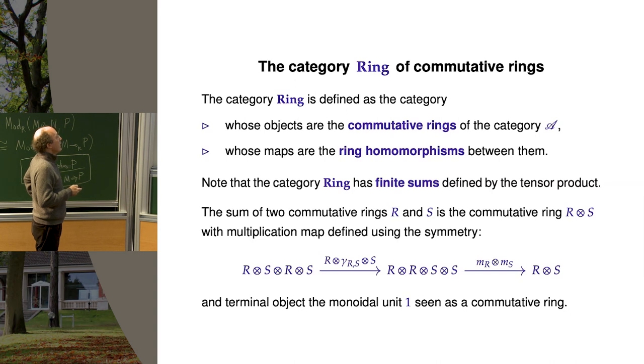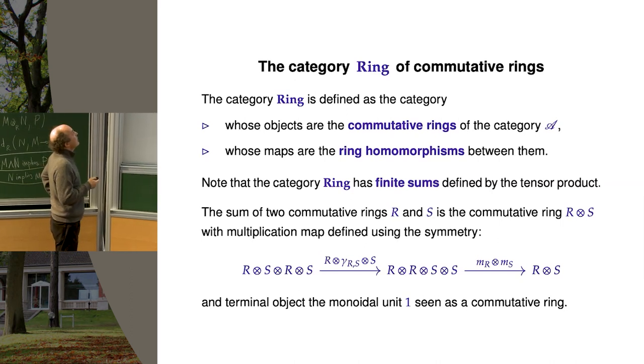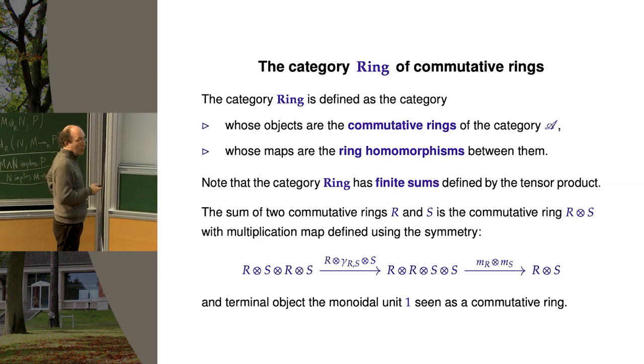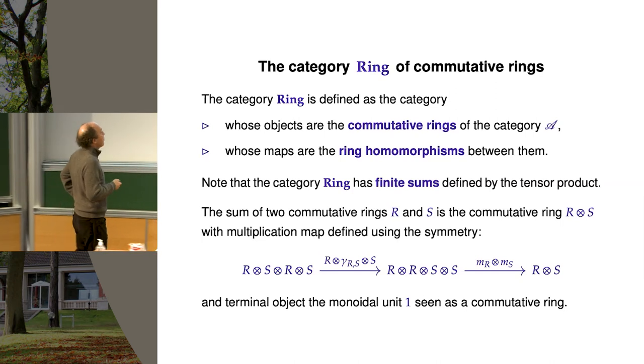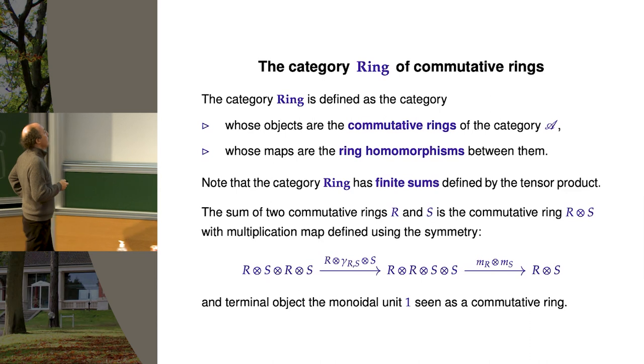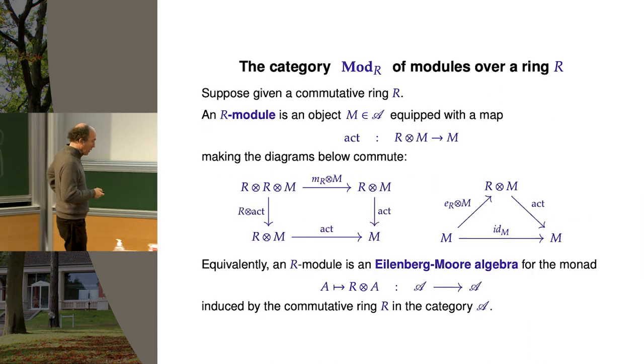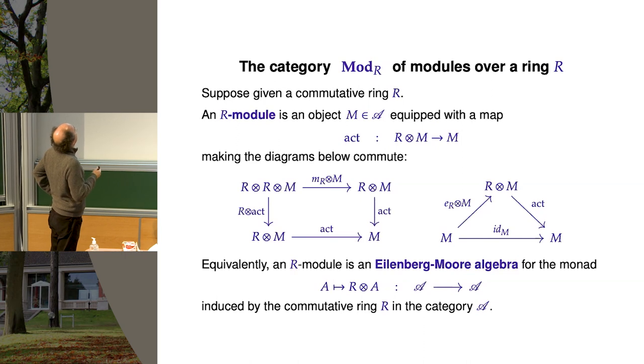Okay, we get that. And we will work a lot with this category. But again, all the constructions I've done could be done with other base categories than the category of abelian groups. Okay, so now once we are here, we can construct the category of modules over a ring R.